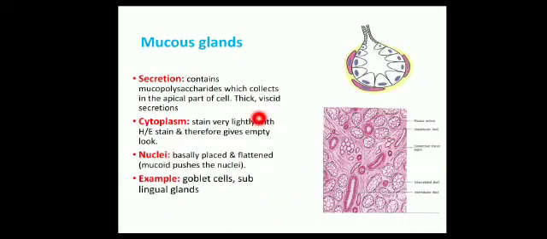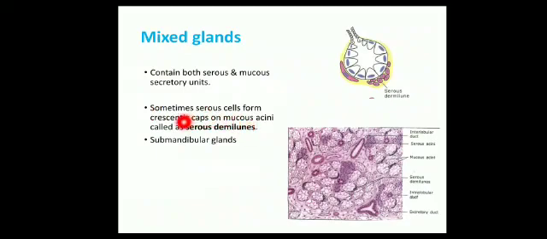In the case of the mucus gland, the secretions are thick and viscid. The cells of the mucus glands are somewhat flatter than the serous glands, and the nuclei are also flattened and more towards the base, and the lumen of the mucus glands is wider than the serous glands. What are the examples of the mucus glands? For example, goblet cells or sublingual glands. In the case of mixed glands, they contain serous and mucus secretory units.